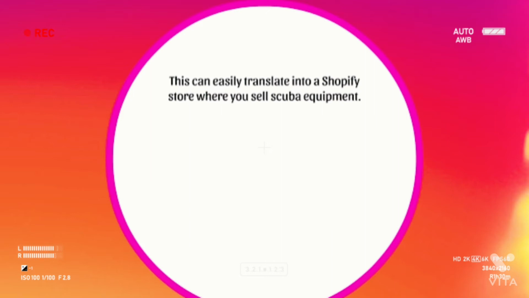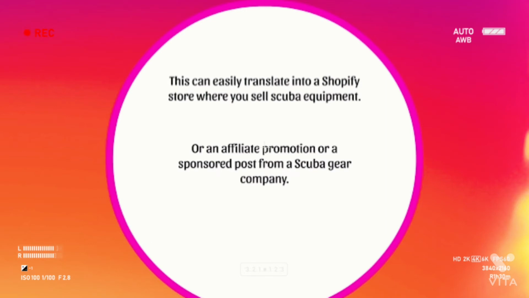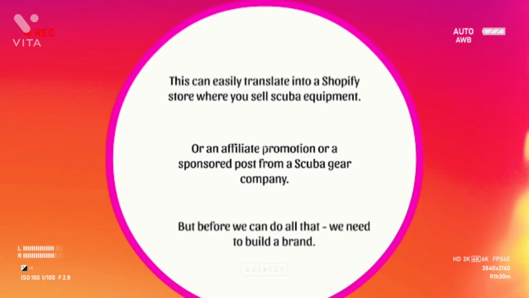You get to indirectly sell things, because at the end of the day, people are going to want what you have. They feel, okay, if I have the same tools or equipment that you have as a scuba diver, or as whatever you're doing as a lifestyle brand, they're more likely to buy it, right? So it can be a Shopify store, it can be an affiliate promotion, it can be a sponsored post from a scuba gear company, which we'll talk more about later down the road. But before you can do all of that, you need to have a brand. You need to have the ability to create a lifestyle, right?